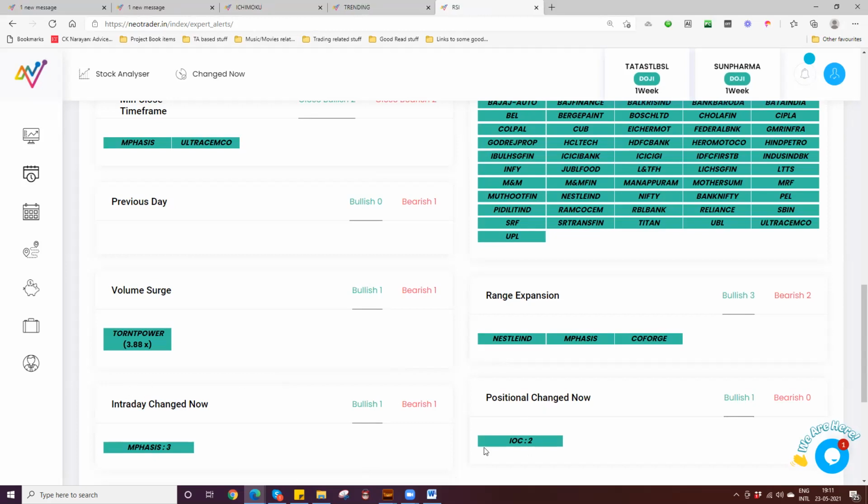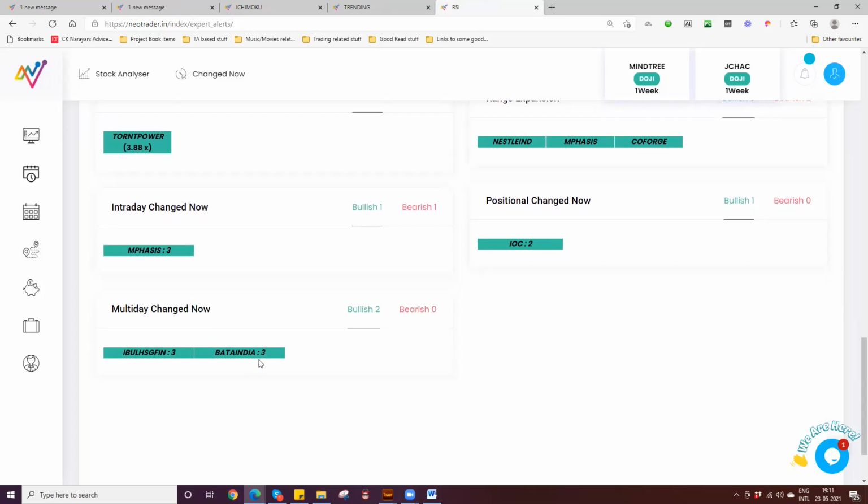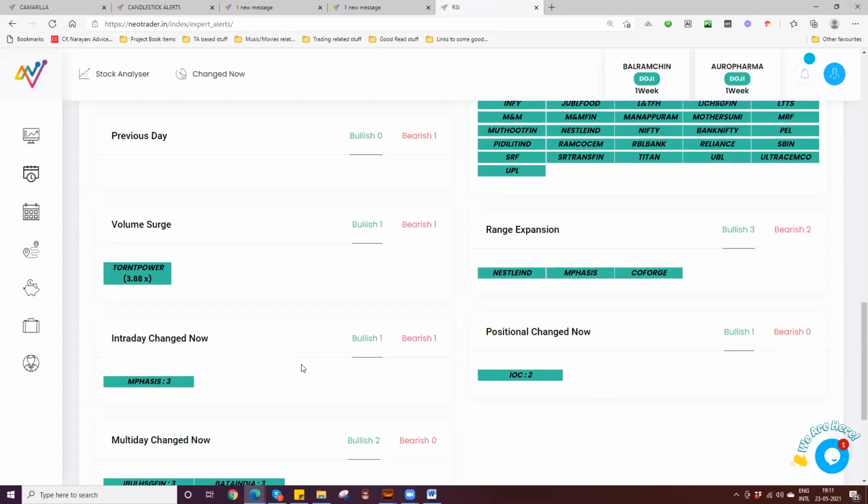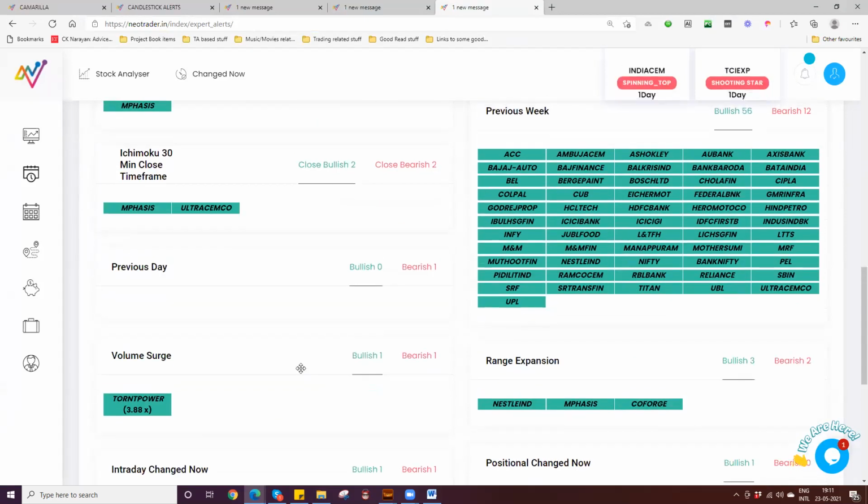Something is suddenly captured in intraday change now, or positional change now, or a multi-day change now. See, there are so many ways to look at charts, and NeoTrader helps you to capture all of them.